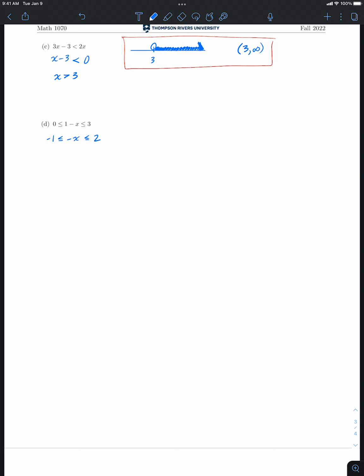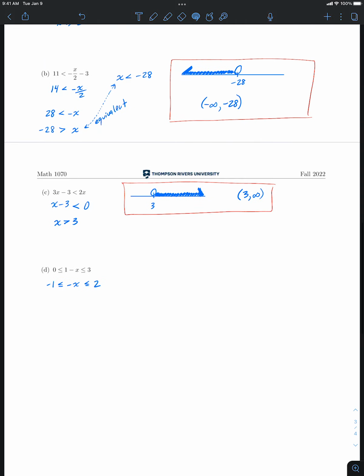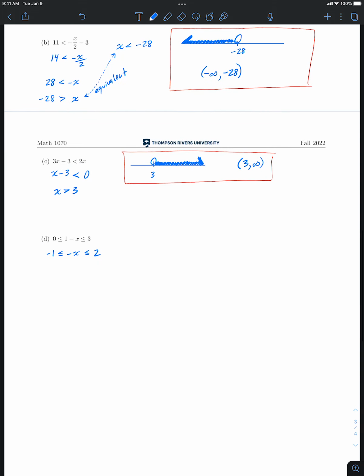So now I don't have the x by itself just yet. I still have that negative sign to deal with. So we need to get rid of that negative sign, and we'll deal with it in the same way that we dealt with the negative sign in this case. What did we do? We multiply both sides by negative 1. So in this case, we're going to multiply all three expressions by negative 1.